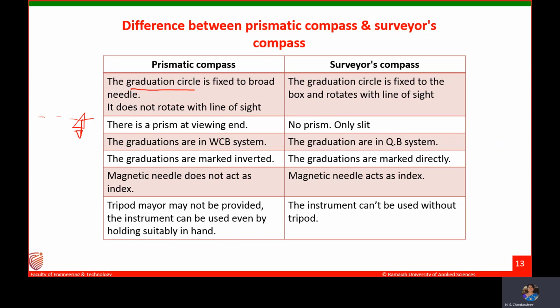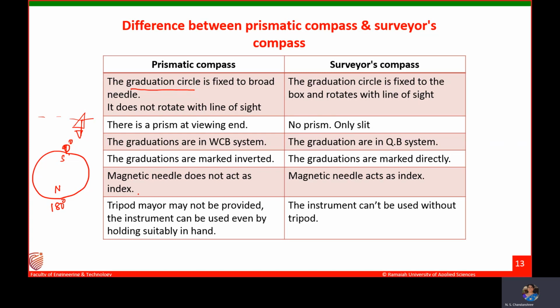Next difference is the graduations here are in whole circle bearing system. In this, the graduations are in quadrantal bearing system. The graduations are marked inverted, and this I told you. North and south is marked. At north there is 180-degree marking, at south there is 0-degree marking. So in case of prismatic compass, the readings are inverted just to ease noting down the readings. In the surveyor's compass, the graduations are marked directly. There is no inversion of the readings.